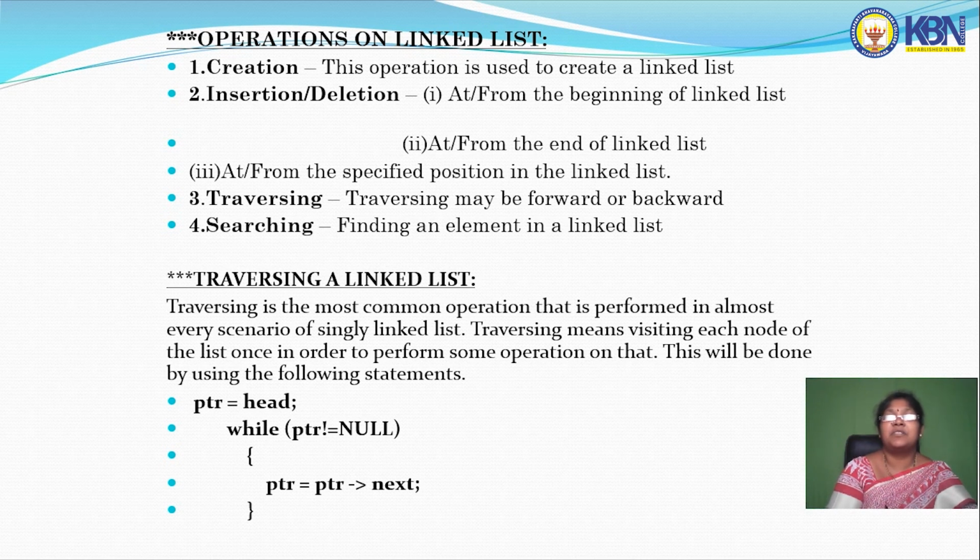Okay. Then after, traversing. Traversing means forwarding or backwarding of the list. Okay. Searching means we can find an element in the linked list, maybe different type elements. Then first we are traversing in the linked list. How? See in the picture. PTR equal to head means the first element, the head. Then while PTR is not null, PTR equal to next. It moves to the next element.